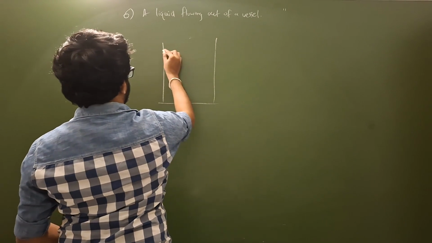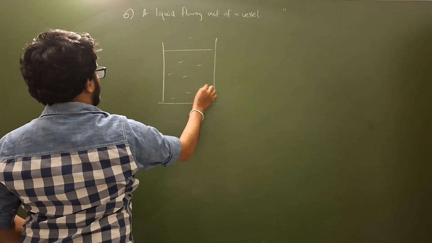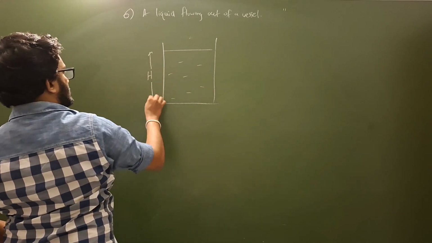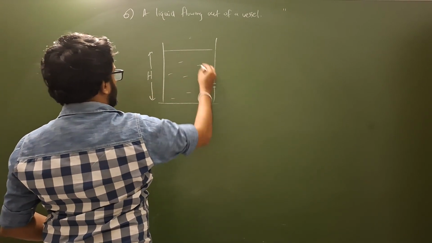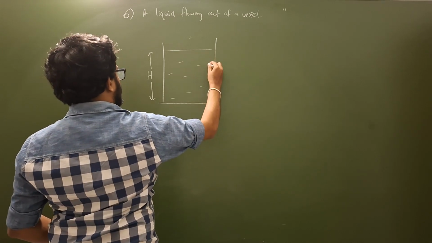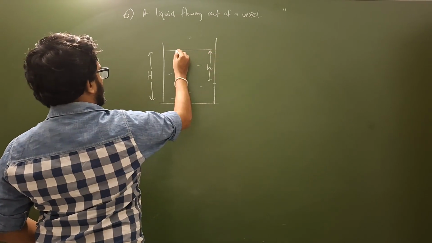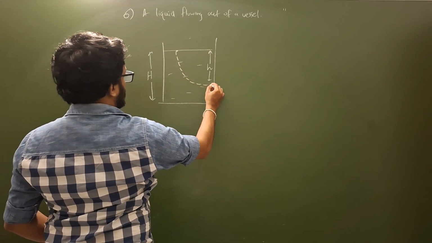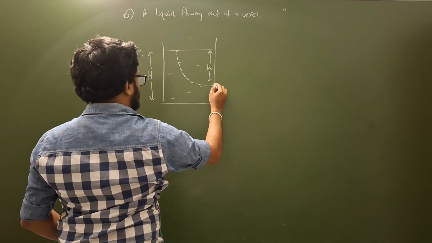This is the vessel, and there is a liquid filled to this level. Let's take the height of the liquid as capital H, and there is a small hole here, and fluid is flowing out from the hole. Let's take the depth of the hole as simple h, and this is the streamline of a fluid particle moving out of the vessel, out from this hole.